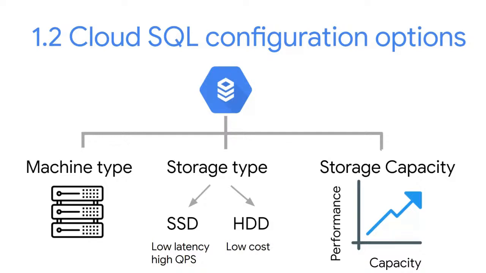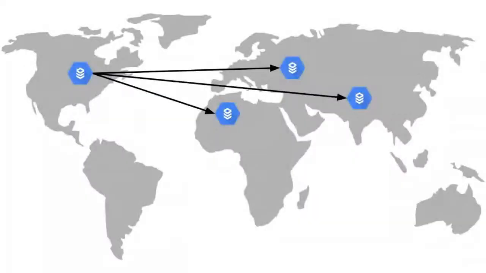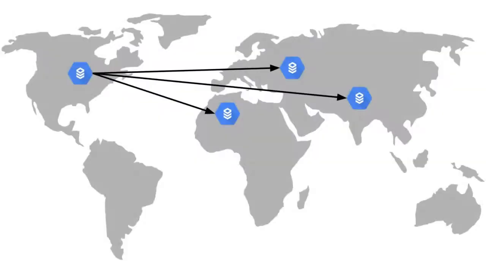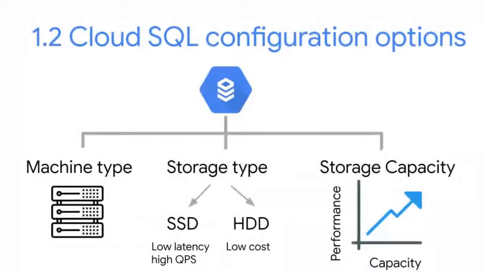Cloud SQL is easy to set up. You select a region and a zone where you would like your instance to be, and that's all. We have also a large option of configuration where you can select the machine type with the right number of CPUs and memory, and the storage type between SSD and hard disk drive, depending on latency, queries per second, and cost requirements. And set storage capacity. Higher storage capacity means higher performance.